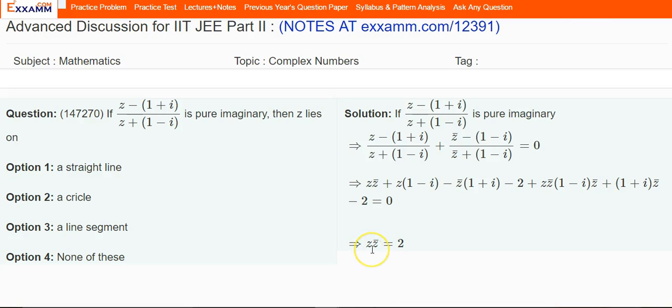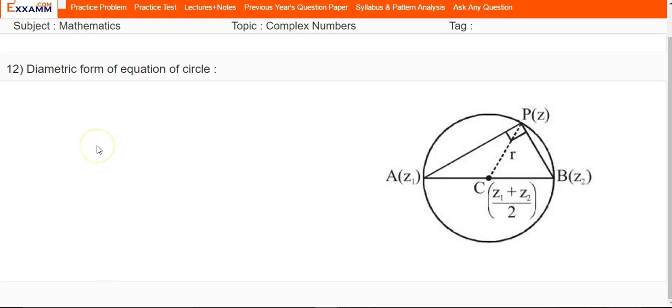Now z z bar is equal to modulus of z square, which is equal to x square plus y square. So the equation of the circle is x square plus y square is equal to 2. That is, here the answer is a circle. Now let us derive the diametric form of equation of a circle.